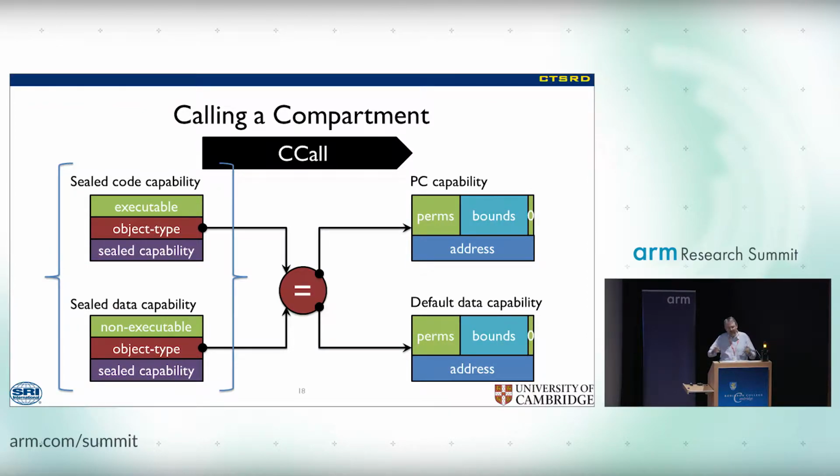So, to give you a bit of an intuition of how this works. If we want to set up a compartment, we need a sealed code capability and a sealed data capability. A CCall, a new instruction for a capability-based call, checks the object types, and if they are identical, the hardware unseals those capabilities, so you end up with a program counter capability to the code and a default data capability to the data. Okay, and so that's basically created you a sandbox in which you can execute. This is quite a powerful technique.